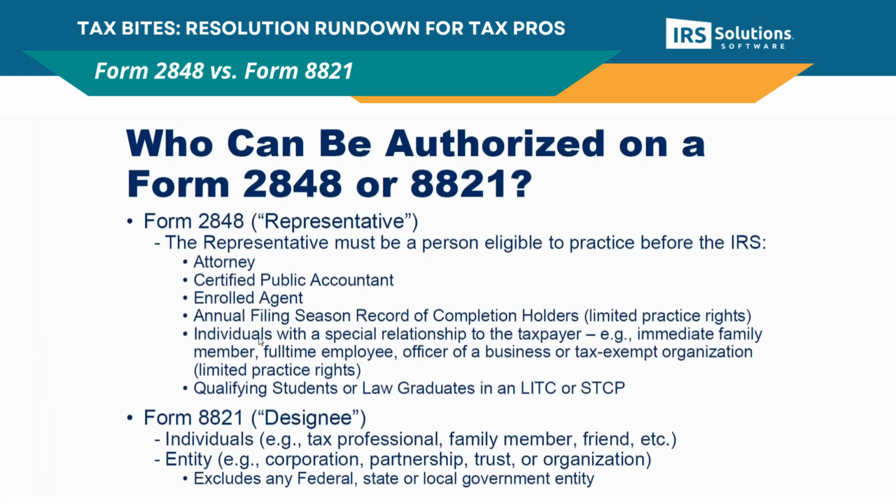And here's really the difference between the 2848 versus the 8821. You must be an attorney, CPA, EA, qualified law student versus just being a designee. You could be an individual, a tax preparer, family member, whatever it is that you need to be. You can also be a family member under the 2848, but that's not really our concern there.